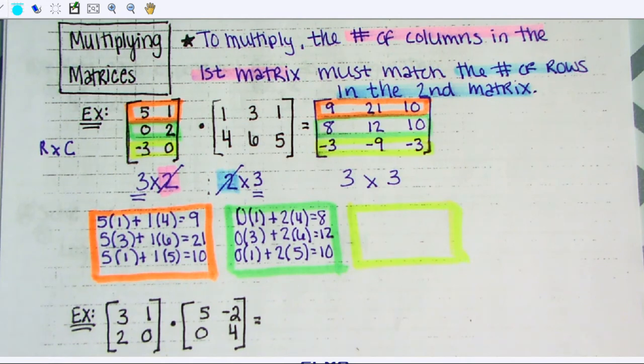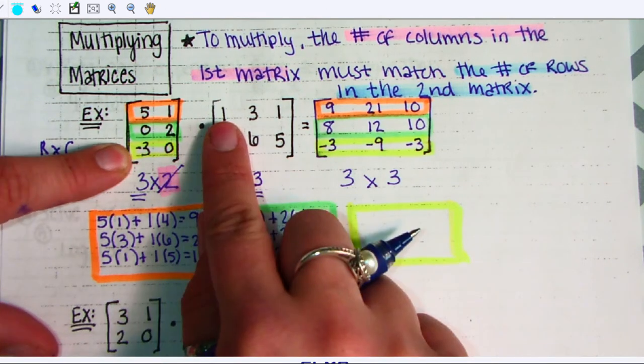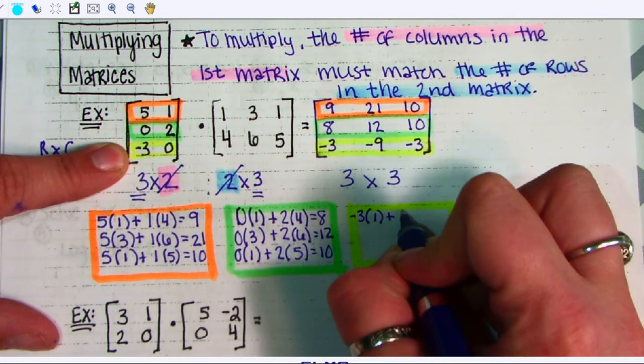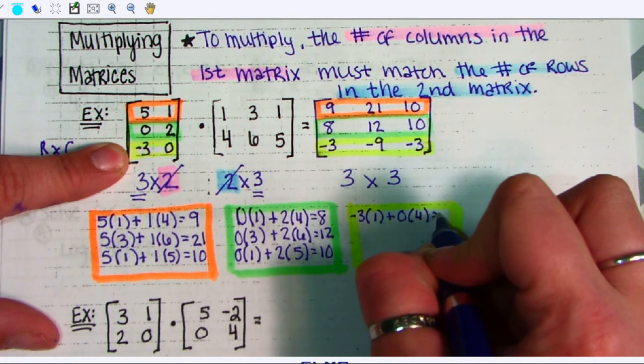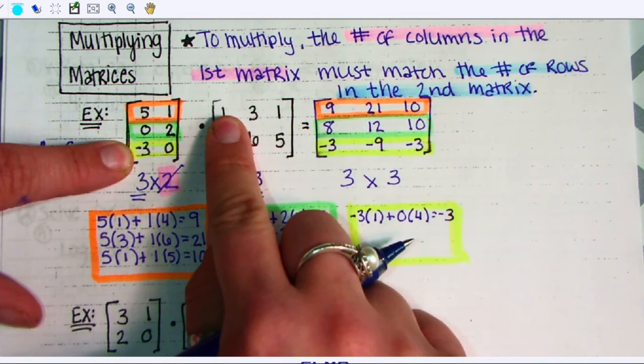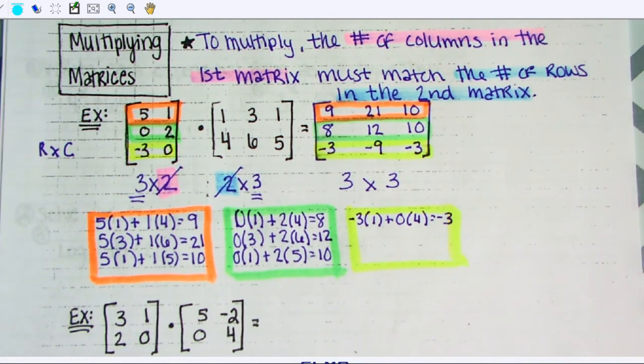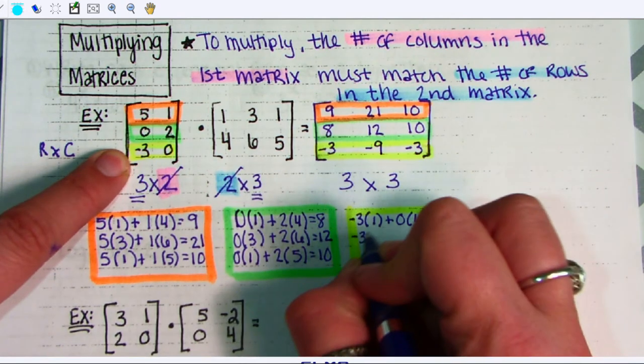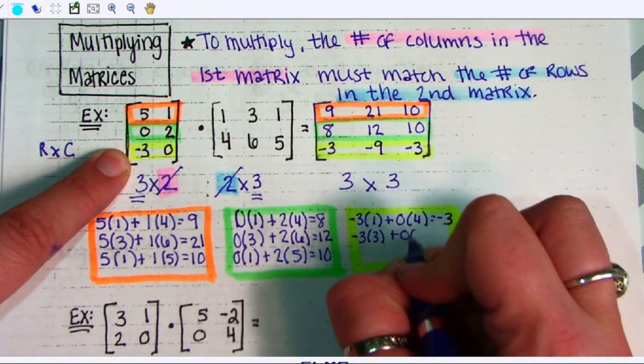It's just a pattern. So I go down to the bottom. I start at column 1. So -3 times 1 plus 0 times 4, which is -3. Then I shift to the second column. -3 times 3 plus 0 times 6, which is -9.